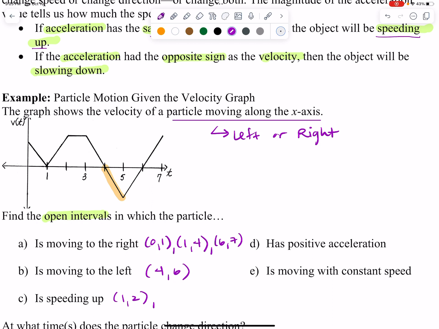So we could say from 4 to 5, the particle speed would be increasing, or the particle would be speeding up. And then from 5 to 6, velocity is negative, but looks like velocity would be increasing, so acceleration would actually be positive on that interval. And then from 6 to 7, velocity is positive and increasing, so that means acceleration would be positive. So velocity and acceleration would both be positive, and therefore the particle would be speeding up on the interval from 6 to 7.